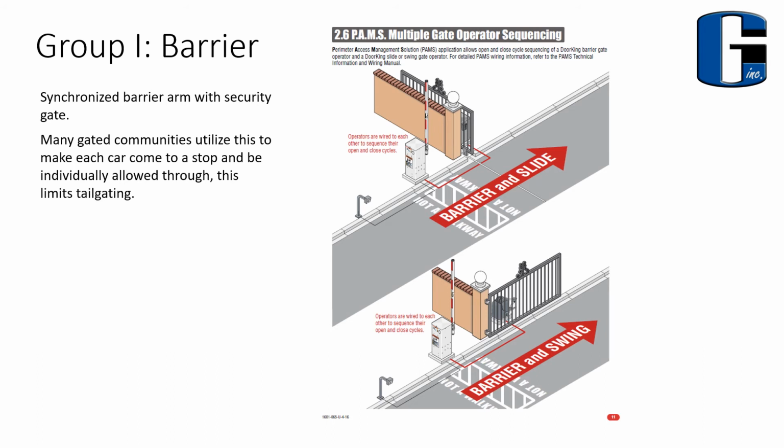Here we have an illustration of a barrier operator that is synchronized with an iron slide gate. This can be used in cases where we want higher security, we want one vehicle at a time, we want to eliminate the tailgaters. Then we can have the barrier arm stay in the down position until the slide gate gets all the way open, and then the barrier arm goes up, allows the vehicle to go through, and then the barrier can come down. Because the barrier arm is so much faster than the slide gate, we can prevent multiple vehicles at a time.